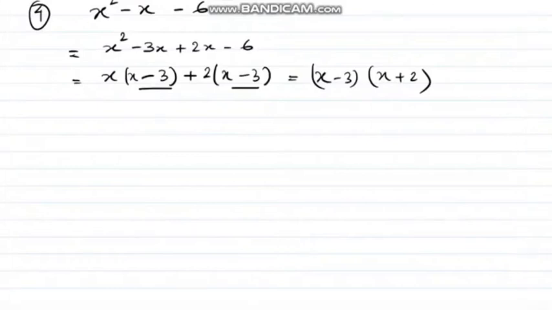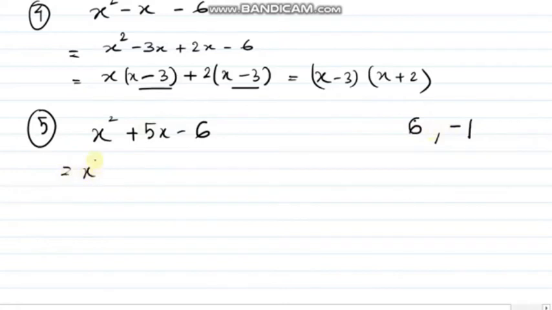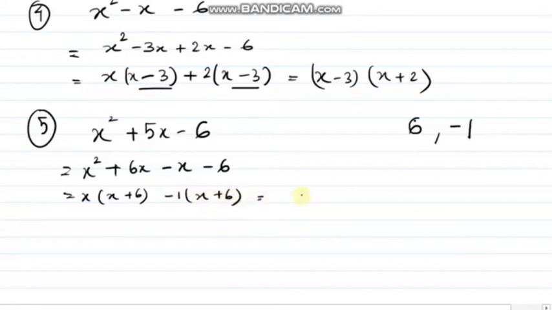Next, I am going to do everything with 6 right now. x square plus 5x minus 6. What am I going to do? Minus 6. Again we have minus 6. So can we write minus 6 as 6 and minus 1? Their product will be minus 6, and if I add them, I will get plus 5. So it will be x square plus 6x minus x minus 6. So x into x plus 6 minus 1 into x plus 6, x minus 1, x plus 6. Right?